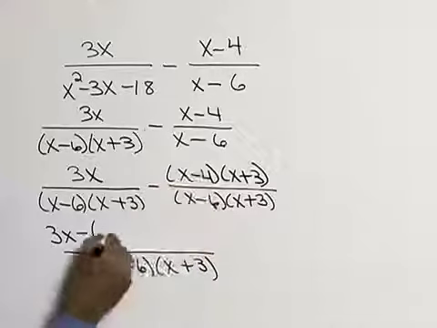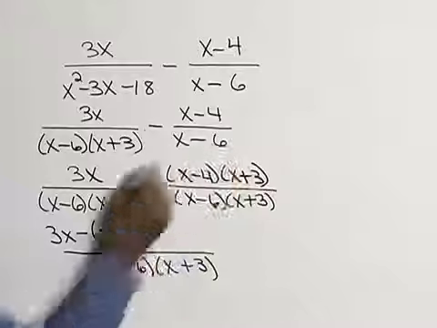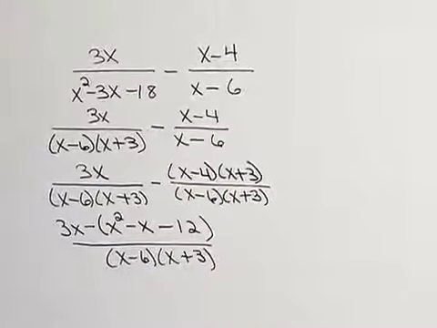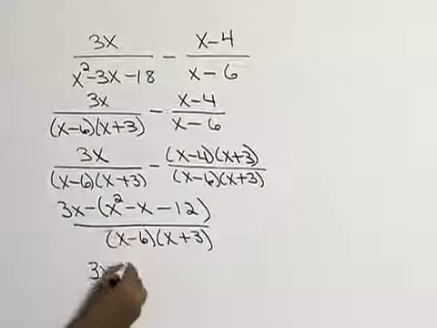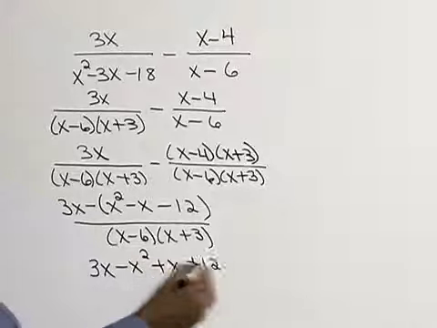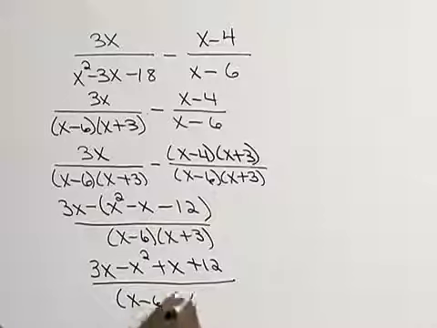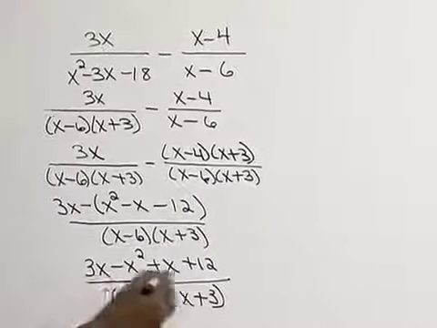So foiling out, we get x squared. Our middle terms will be negative 4x plus 3x, which is negative x, and our outer term is negative 12. So we get 3x, distributing through, will be negative x squared plus x plus 12 over x minus 6 times x plus 3. Okay, now what we need to do is collect like terms.